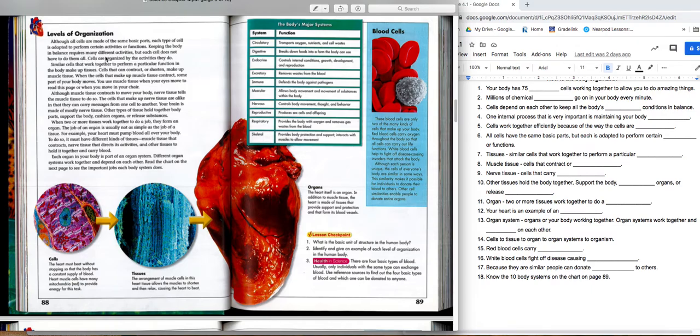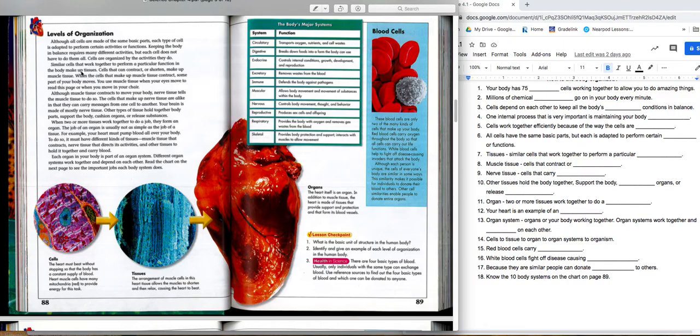Keeping the body in balance requires many different activities, but each cell does not have to do them all. Cells are organized by the activities that they do. Similar cells that work together to perform a particular function in your body make up tissue. So what's a tissue? Similar cells work together to perform a particular function. So I take like cells, put them together, I get tissues. We're going to move our way down as we get this little picture understood today.